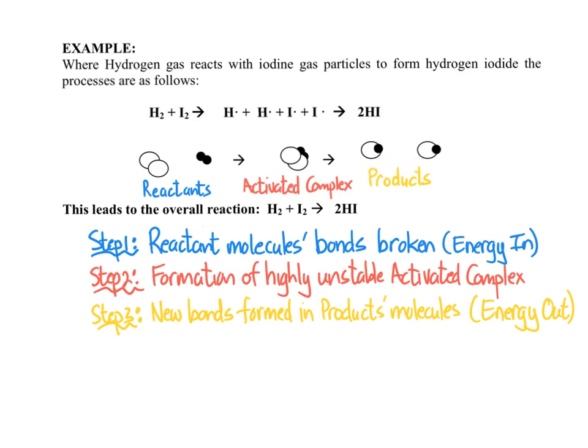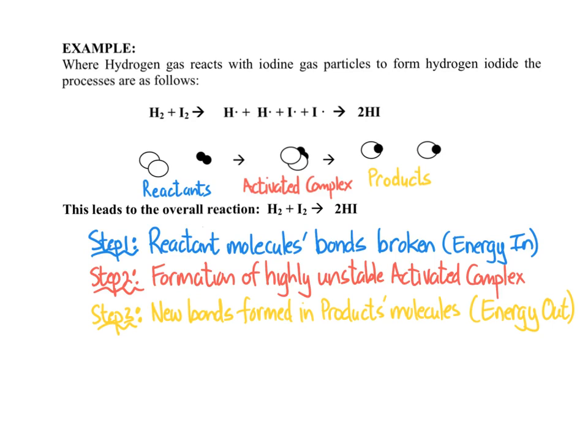hydrogen iodide. Now note that I refer to this as the hydrogen molecule because the hydrogen atom is smaller than the iodine atom. So this is a smaller molecule than this. So this would be the hydrogen molecule. This is the iodine molecule.